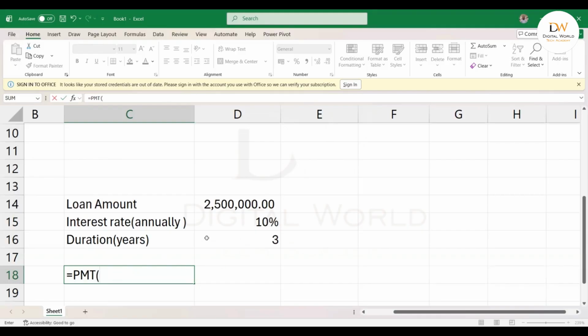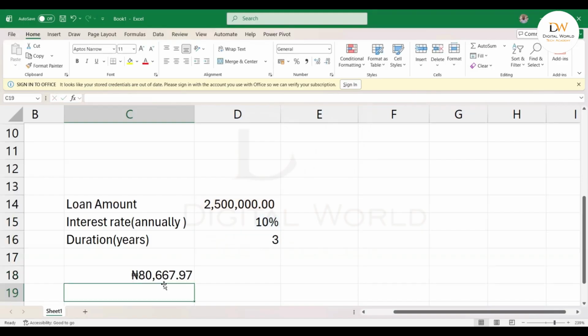Our rate is 10%. Or you can simply just click on it. Our rate is D5, which has the value of 10%, divided by 12, comma, then our number of periods is 3 times 12, which is 36, comma, then our present value is what? 2.5 million. Yeah. Like I said, we have to put the negative sign just like that.